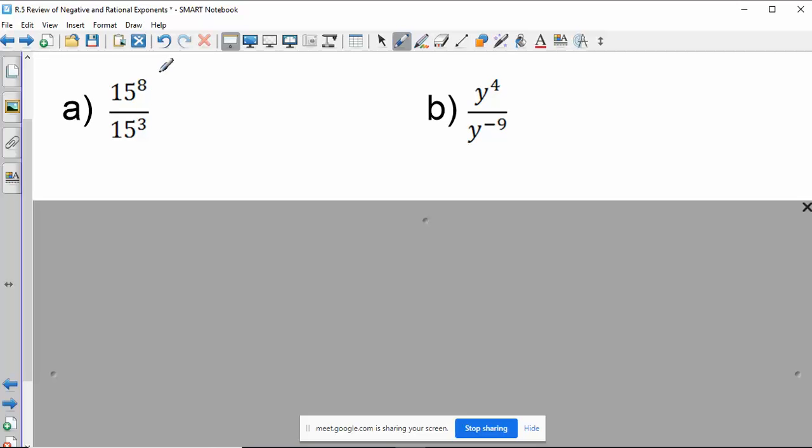What do I do with my exponents? Subtract them. 8 minus 3 is 5, so that's 15 to the 5th. In general, if it's a small number like 2 to the 5th, I want you to go ahead and simplify that. 15 to the 5th, if you put that in your calculator, you're getting a massive number, so you can just leave it as 15 to the 5th. I don't mind.